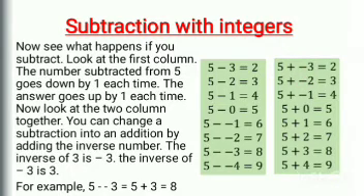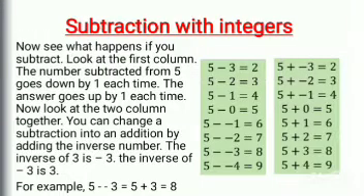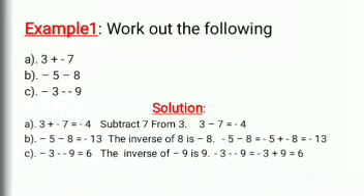Is that clear? Now, let's look at multiplication. Let's look at what example here. Now, example 1, work out the following. Now, you can see that this one is 3 plus minus 7. Then 5 minus 8, then minus 3 minus 9.